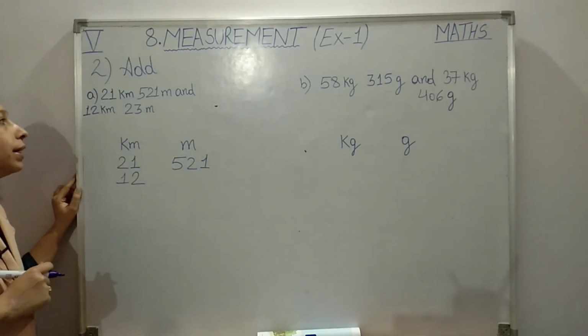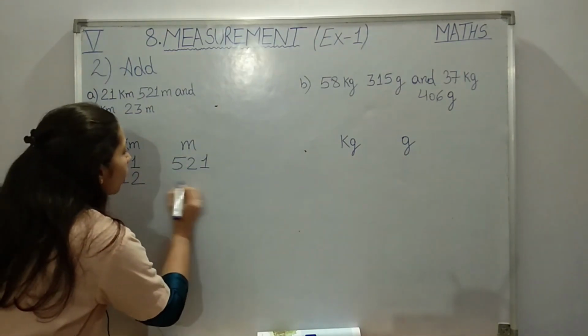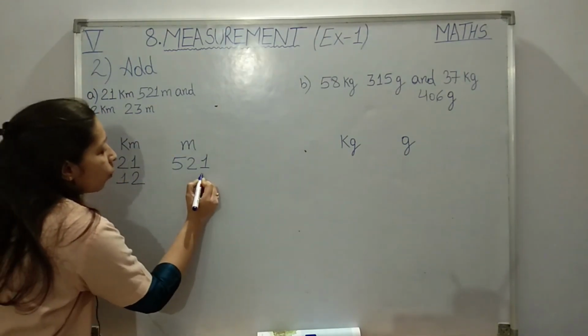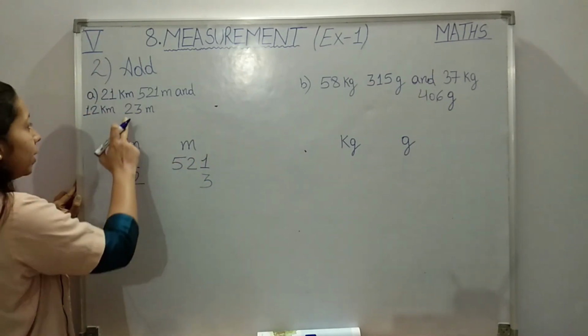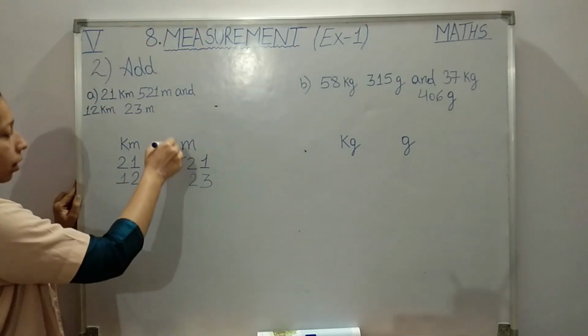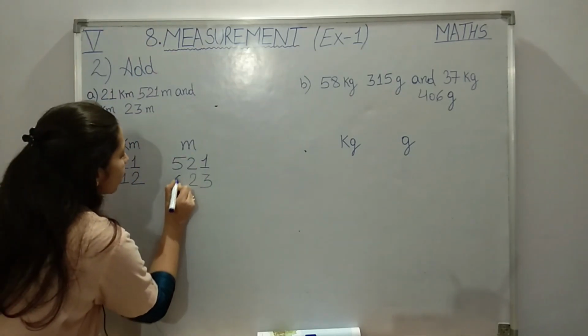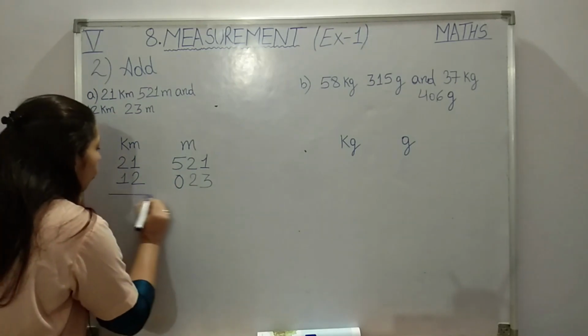Now 23 meters. How to write 23 meters, students? You are going to write, see, 3 is in which place? Ones place. So we are going to write 3 below ones place only. Then 2 is in tens place, so I will write like this. What about the hundreds place? Nothing is there, so we are going to write 0. Got it, students? So write like this.